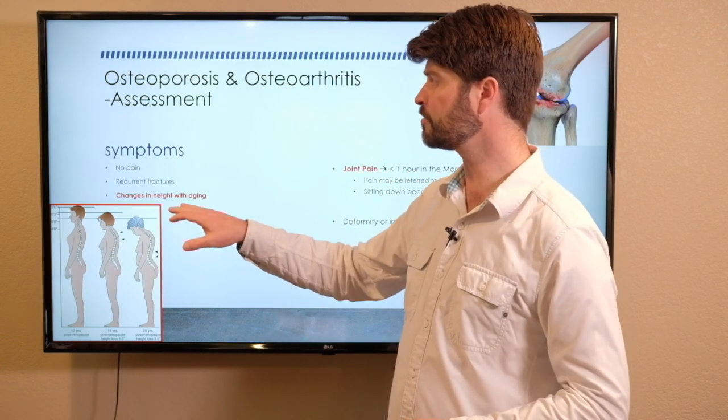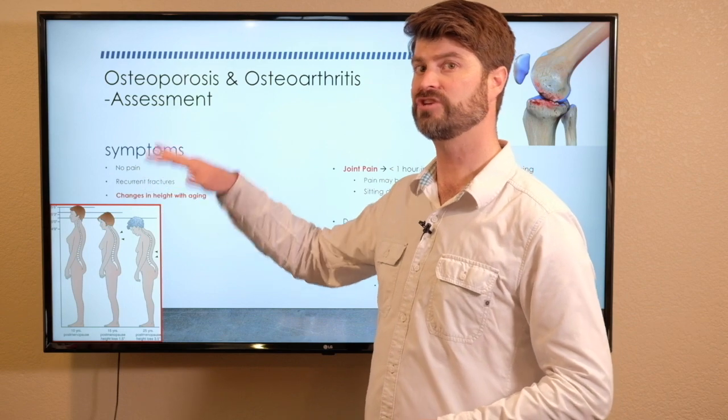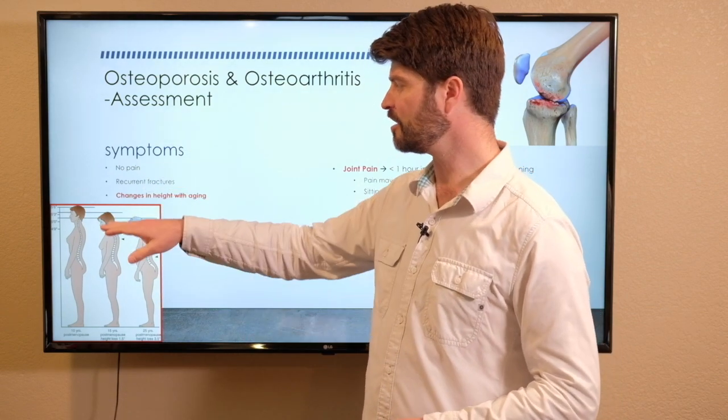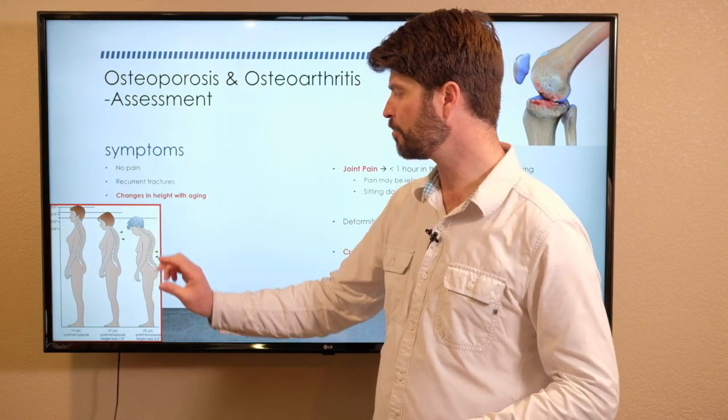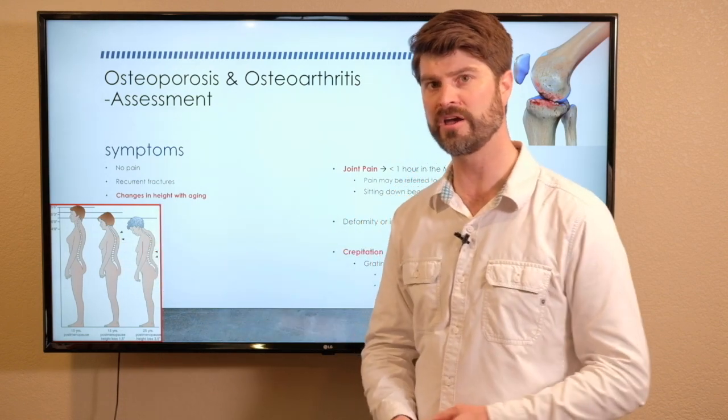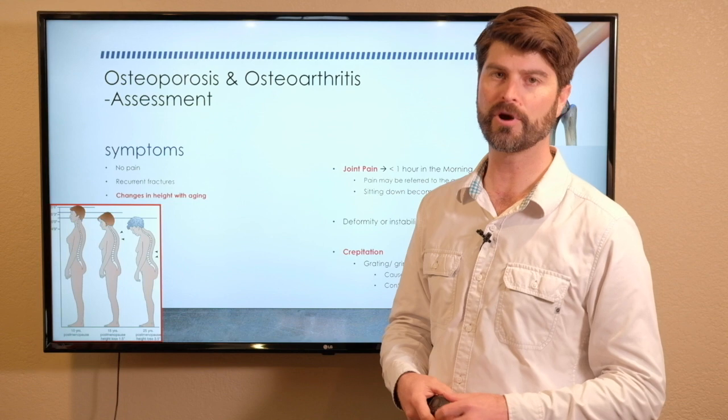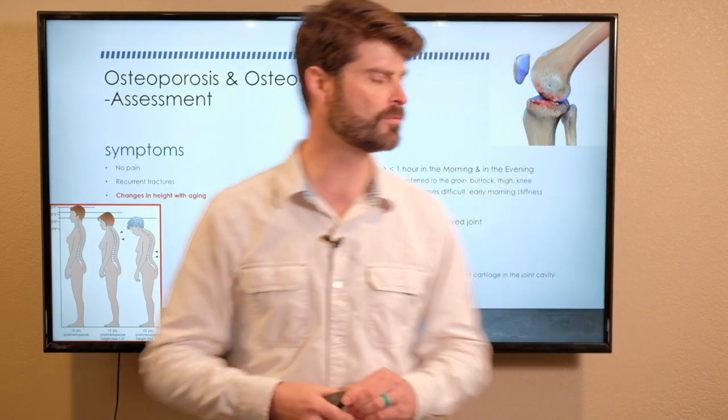The other big thing we see with osteoporosis is a change in height. So patients get shorter as they get older because of the compression of the discs in their spine, which is part of that osteoporosis picture.